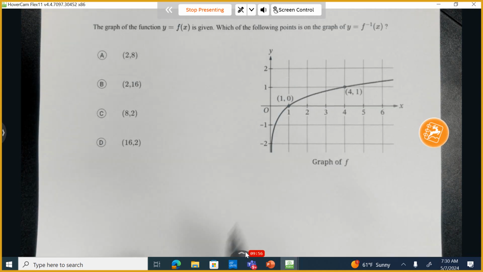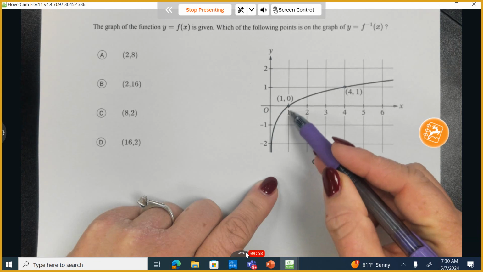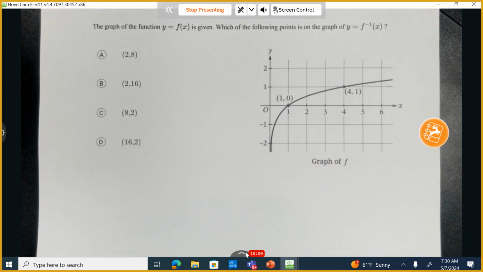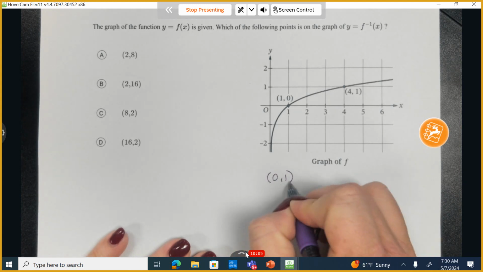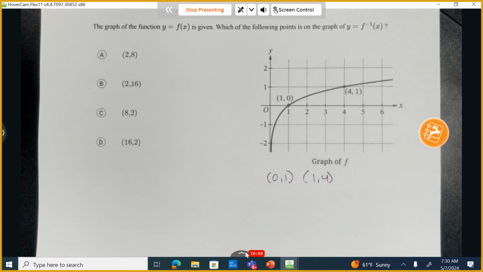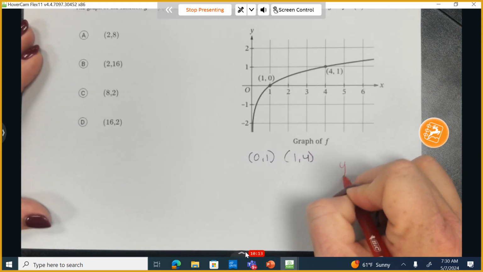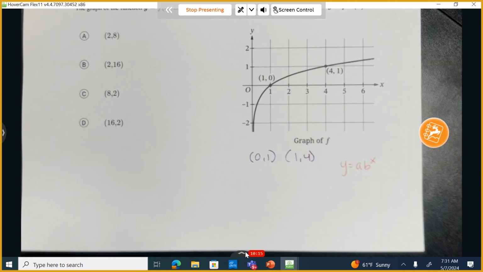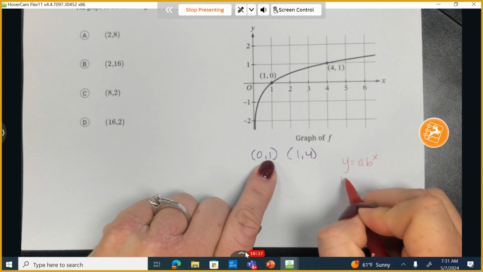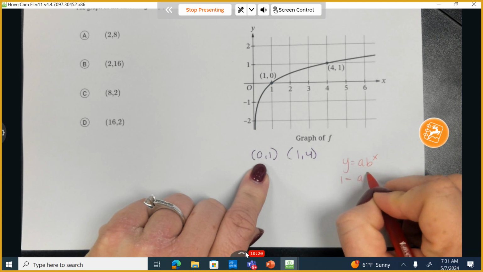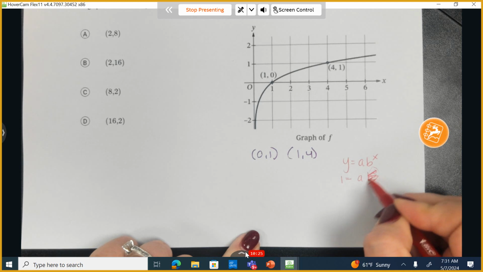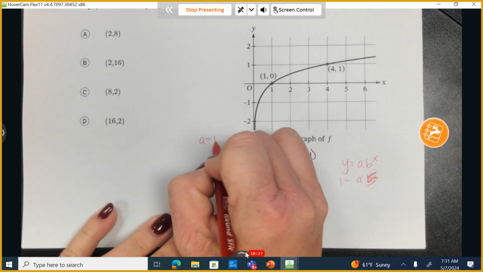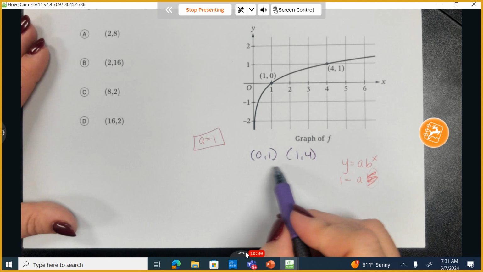So if I know that this is f of x and I want to get the inverse, can you tell me 2 points that are going to be the inverse points? 0, 1, awesome, and 1, 4. Why is that? Because the inputs and the outputs just switch. So I'm going to write down y equals ab to the x. So I'm plugging in an output of 1 and an input value of 0. By the way, b to the 0 is what? 1. So this is just 1. What does a equal? 1. I know a equals 1. Okay, got it. Now I'm going to do the second one.